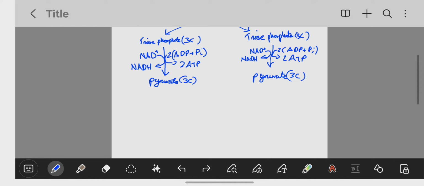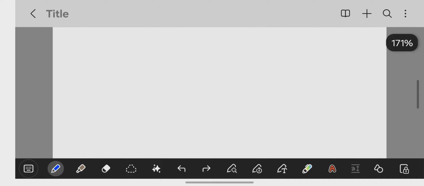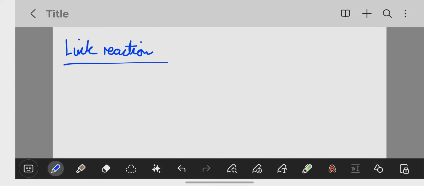Okay, now I'm going to keep this page up, but I'm going to go into something called the link reaction. What the link reaction is, basically, is a little intermediate step between glycolysis and the Krebs cycle. The reason we have the link reaction is to produce a product that can be used in the Krebs cycle, and this is called acetyl coenzyme A.